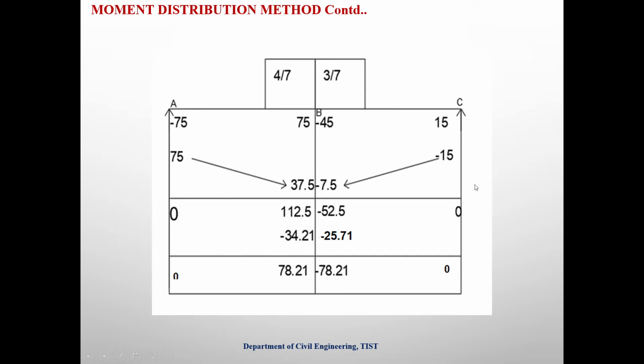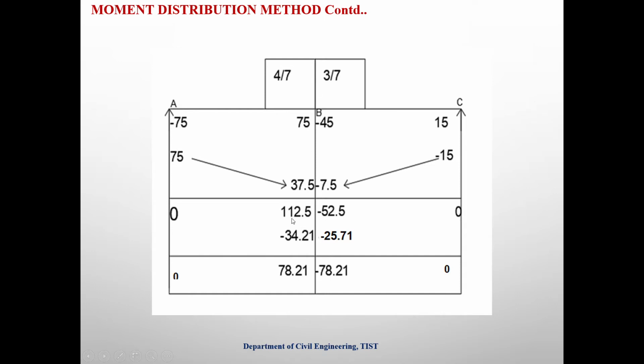Here is 0, here it is also 0. Then here it is 112.5 and here it is minus 52.5. We know that MBA plus MBC should be equal to 0. But here it is 112.5 minus 52.5, that is 60. Here the total moment is not equal to 0, the value is 60. In order to make the total moment equal to 0, we have to apply minus 60 here.